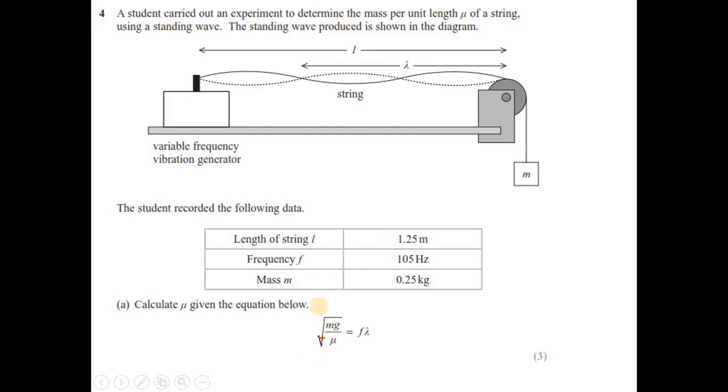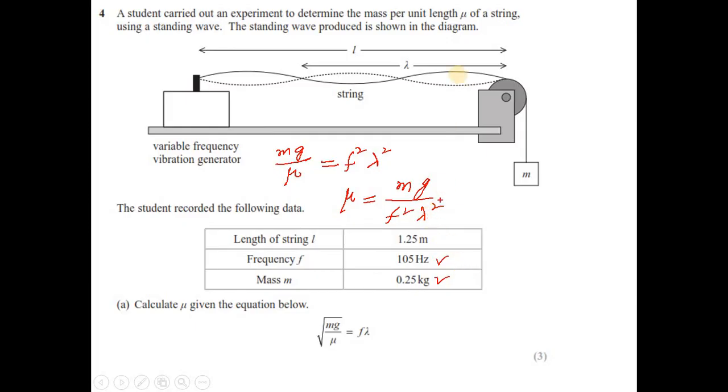So you just remove the square root. So you say that mg upon mu would be equal to f squared lambda squared. So mu would be equal to mg upon f squared lambda squared. And in this equation, we have the value of m, g is 9.8, f squared, and the value of f is 105, but we don't have lambda.